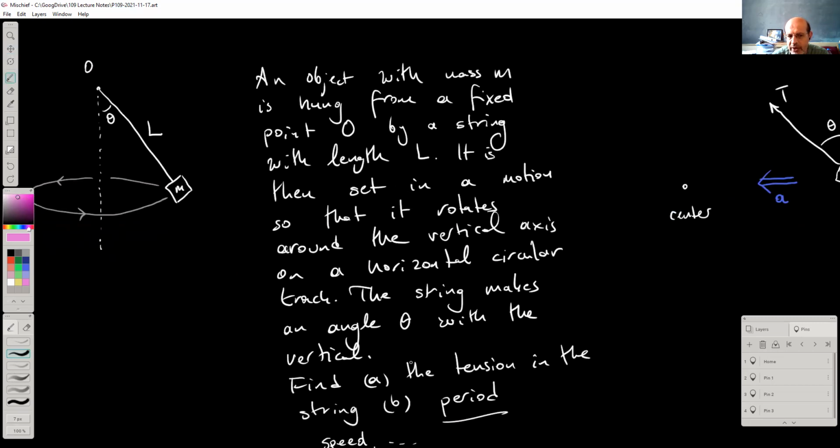In any case, I won't be asking any dynamics question with circular motion, but I'm going to ask kinematics questions from circular motion. Just keep this in mind. It's not a contradiction in here.